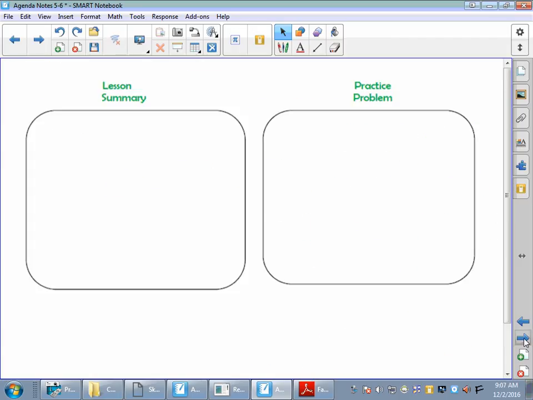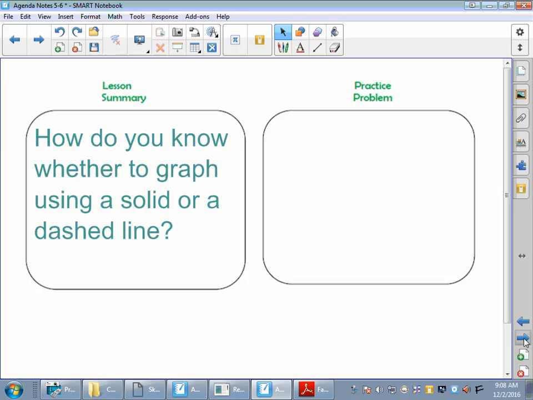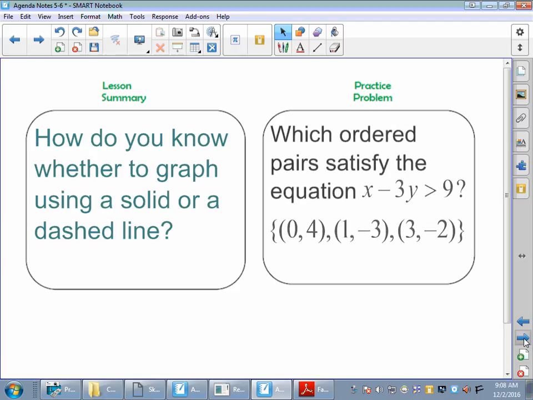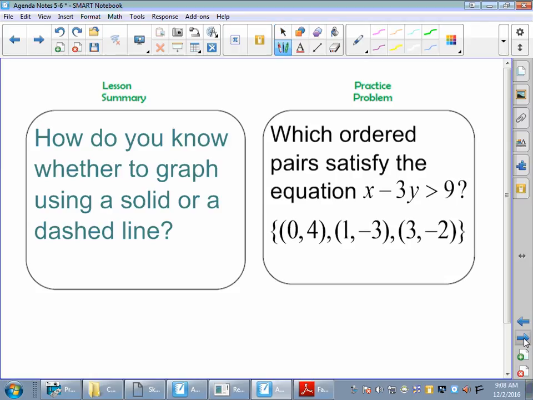And that is it for section 5-6. So please tell me, how do you know whether to graph using a solid or dashed line? Kind of an important thing to remember to check. So how do you know whether it's solid or dashed? And which ordered pairs satisfy the inequality? I should have put inequality here. Whoops. x minus 3y is greater than 9. I gave you three ordered pairs to check. Tell me which one or ones give you a true statement.